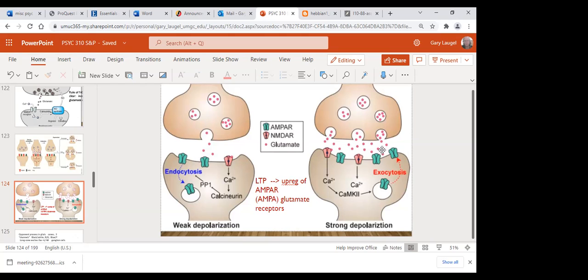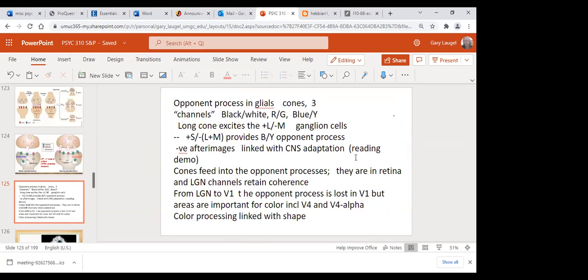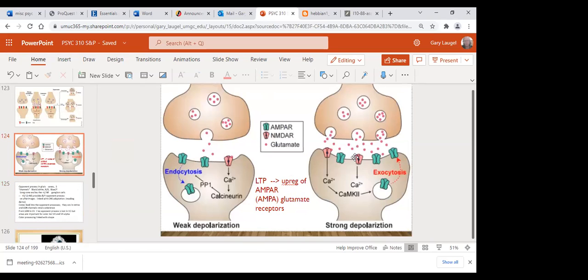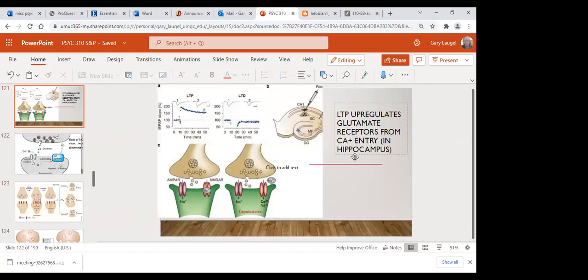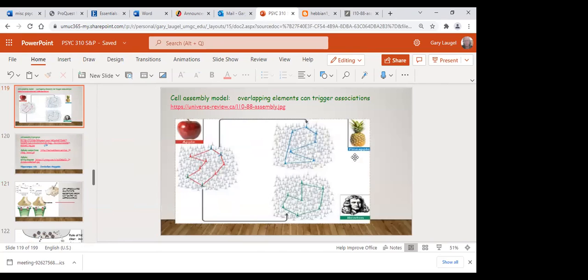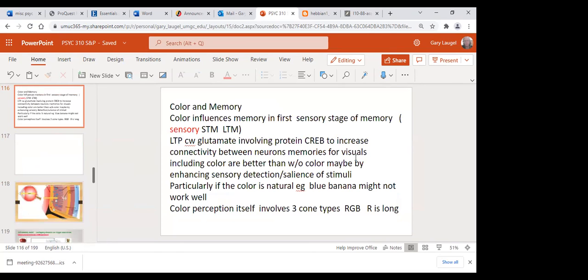Over here, there's three green ones and two red ones. The point is that the cell has become more sensitive to the activity of the neurotransmitter. Now, what does this have to do with our course in perception? Well, if an object is colored, it may trigger more of that activity, so that we're able to develop a stronger memory for color.